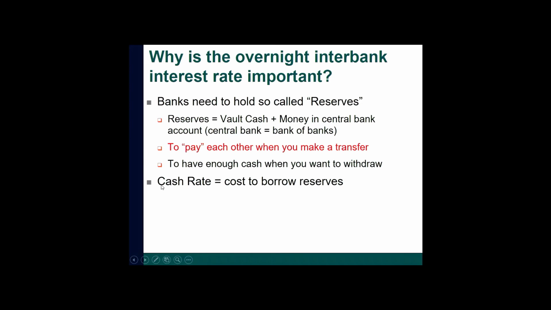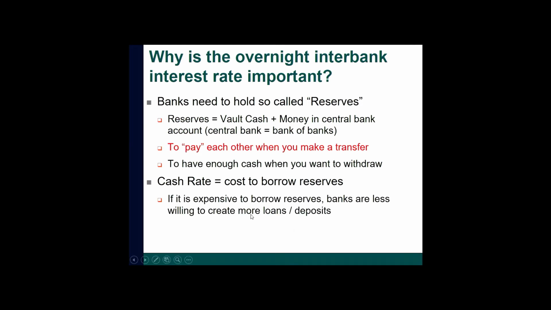Cash rate. So the cash rate in Australia is the overnight interest rate between banks, and that's basically the cost if you have too little liquidity on your balance sheet. If you have too little reserves, then you need to borrow it or get it somehow quick from someone else. And if you borrow it for one night, you have to pay the other bank the cash rate. That's the reason why the cash rate is so important.